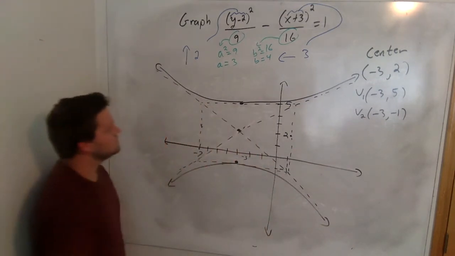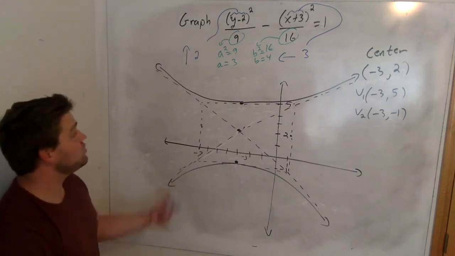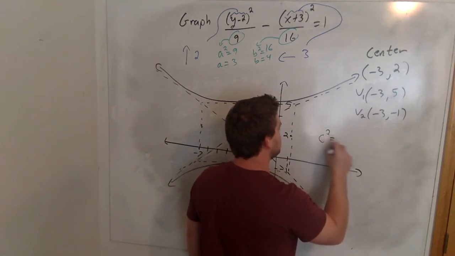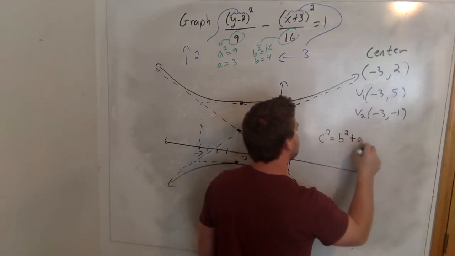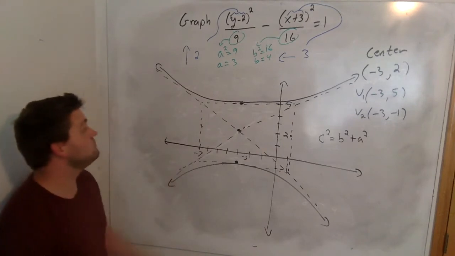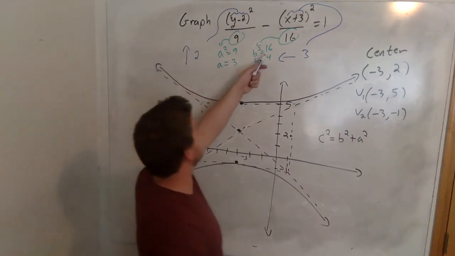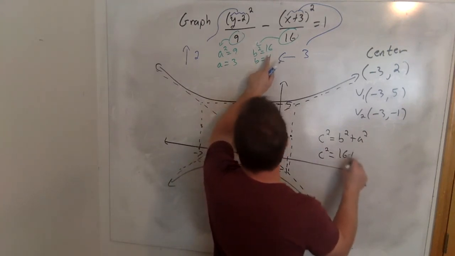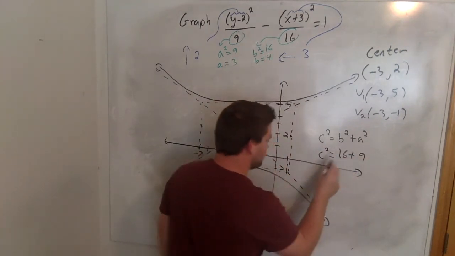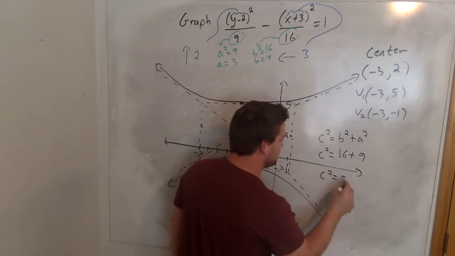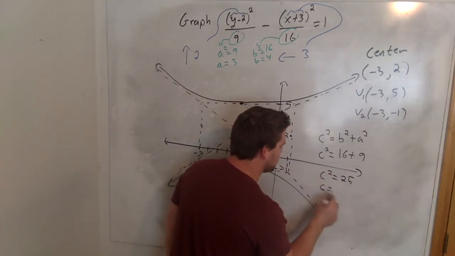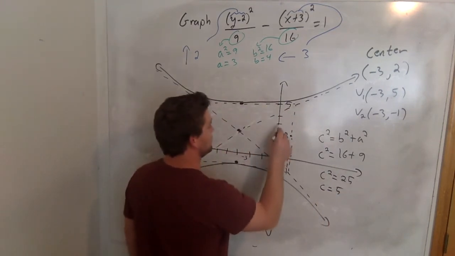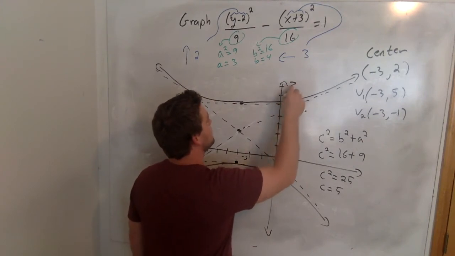Okay. Let's now write down the foci. So we need to figure out what c is. We should remember that c squared is equal to b squared plus a squared for a hyperbola. Our b squared is 16. So we'll have that c squared will be equal to 16 plus a squared, which is 9. So we'll have that our c squared is equal to 25, which tells us that our c is 5. So we'll go up 5 units from the center. So let's see, 1, 2, 3, 4, 5. So here we are at 7.